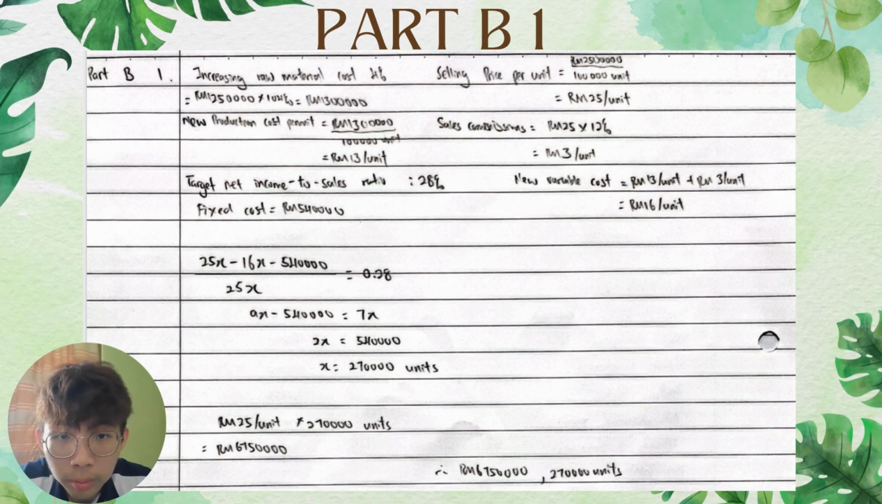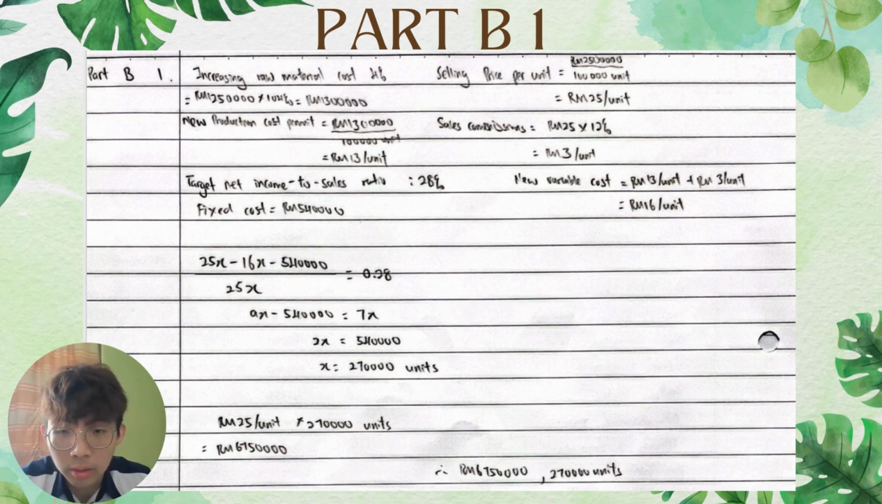So the selling price per unit is 25 ringgit per unit, and the sales commission is the selling price times 12%. It is 3 ringgit per unit. Then the new variable cost will be 13 ringgit plus 3 ringgit per unit, so the total is 16 ringgit per unit.